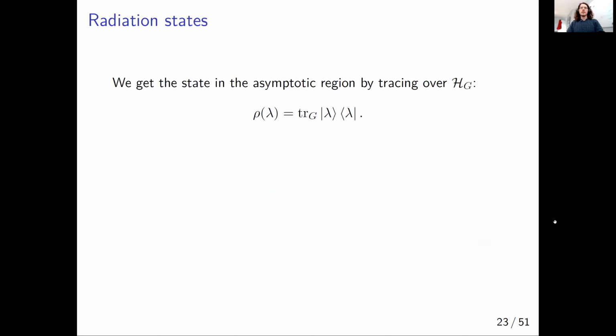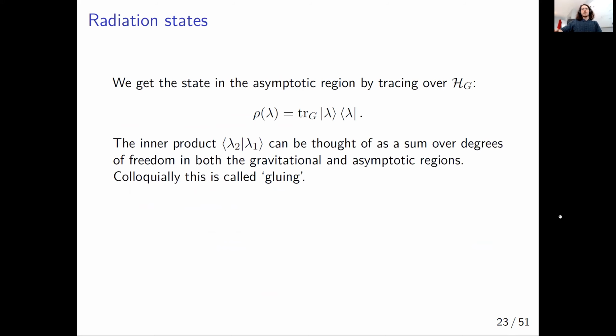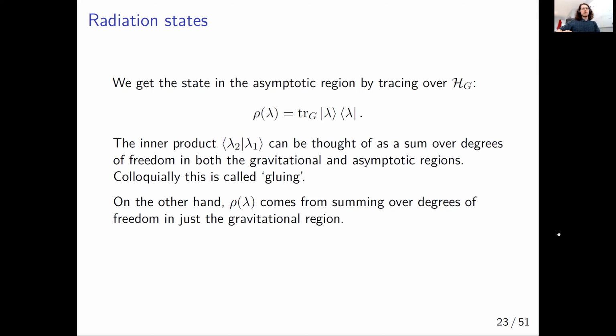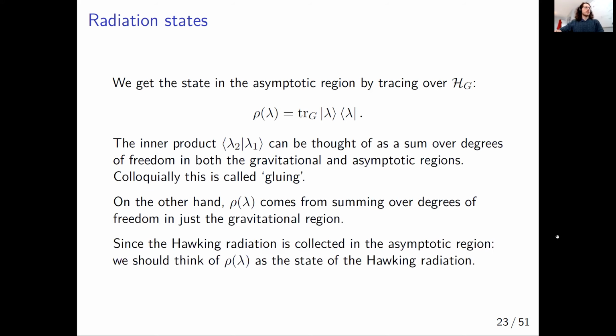So to get the density matrix for the state in the asymptotic region, we just take the trace over the gravitational part of the Hilbert space. When we computed the inner product, we summed over degrees of freedom everywhere in space, which is sometimes called gluing. Conversely, to get the rho of lambda, we just sum over degrees of freedom in the gravitational region. Now, since the Hawking radiation is all collected in the asymptotic region, we can really just think of this density matrix as the state of the Hawking radiation itself.